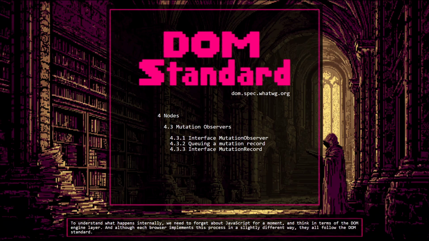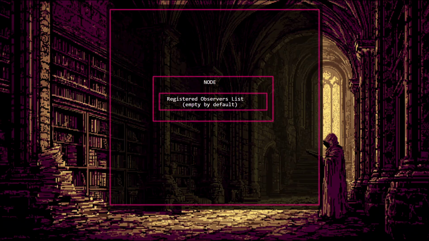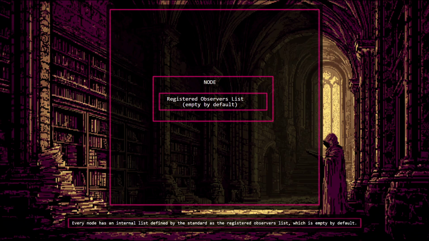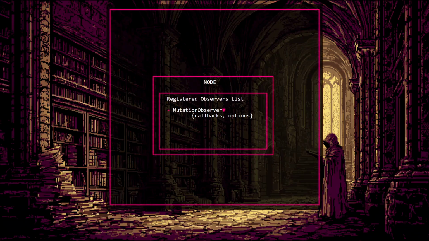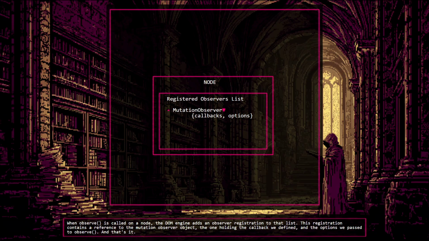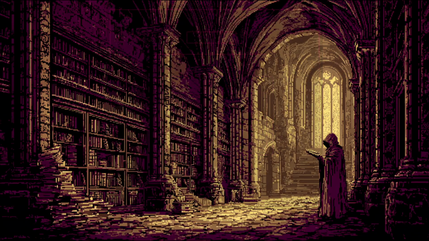To understand what happens internally, we need to forget about JavaScript for a moment and think in terms of the DOM engine layer. And although each browser implements this process in a slightly different way, they all follow the DOM standard. Every node has an internal list defined by the standard as the registered observers list, which is empty by default. When observe is called on a node, the DOM engine adds an observer registration to that list. This registration contains a reference to the MutationObserver object, the one holding the callback we defined, and the options we pass to observe. And that's it.